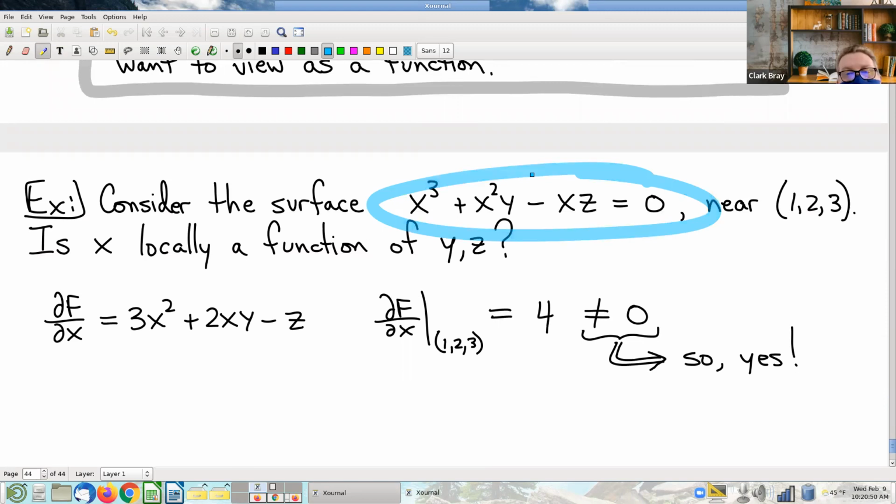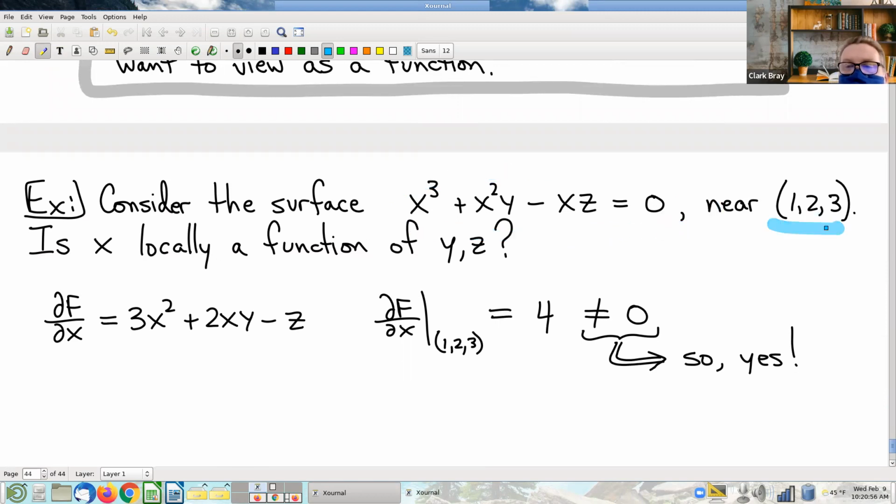Oh my gosh, I don't know. But I can fairly easily confirm that this point satisfies that equation, and therefore that's a point on this, whatever in the world that is, surface. And so here's the question I want to ask. Can I view x locally as a function?